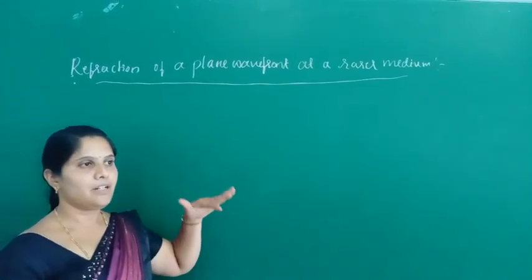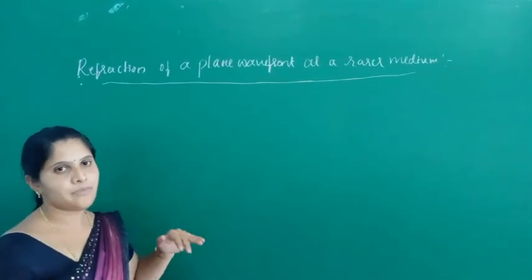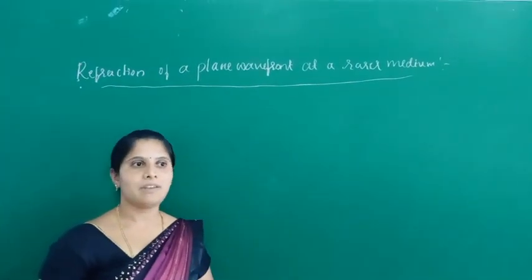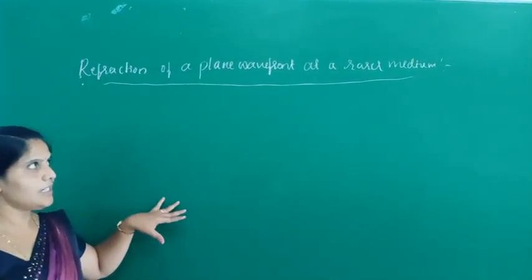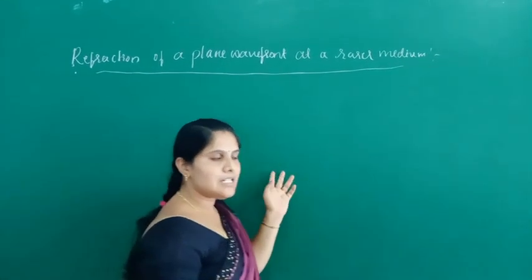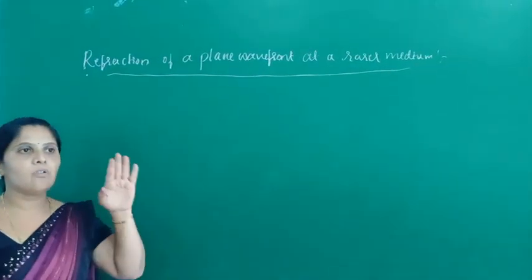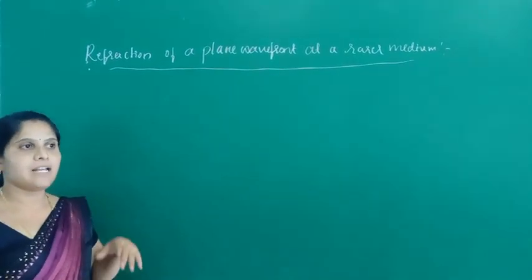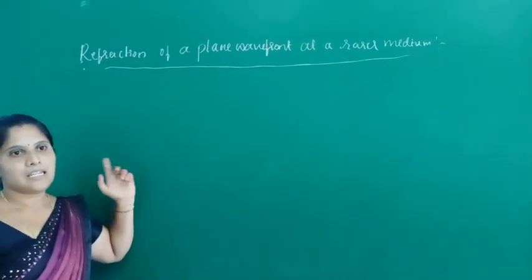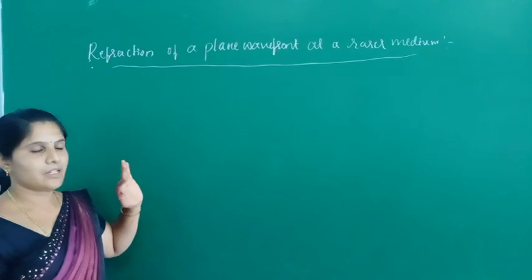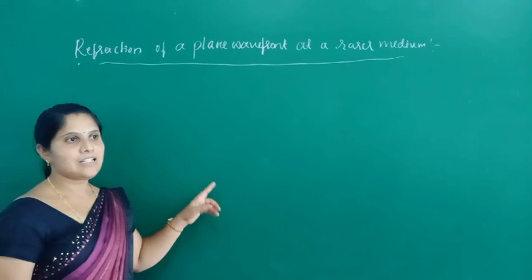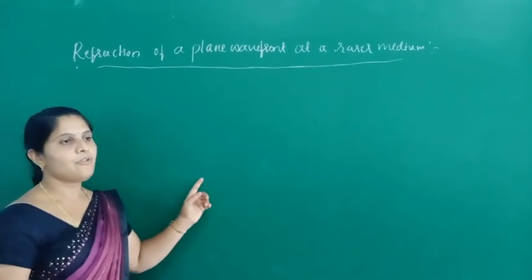When a plane wavefront of light travels from rarer medium to denser medium, its velocity decreases. That is, v1 is greater than v2. But here, the light ray travels from denser to rarer medium. When light travels from denser to rarer medium, its velocity increases. That is, v2 is greater than v1. That is, v1 is less than v2.